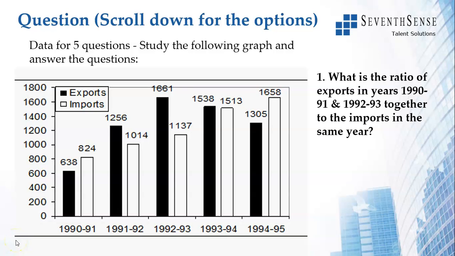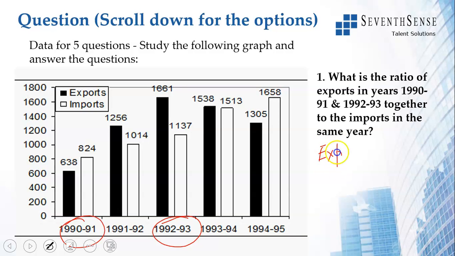Okay, what is asked here? You've been given bar charts where exports and imports for these 5 years are given. Do not worry about the units, it does not matter. You have to calculate the ratio of exports in the years 1990-91 and 92-93. Remember, 1990-91 and 92-93. Exports to imports is asked.